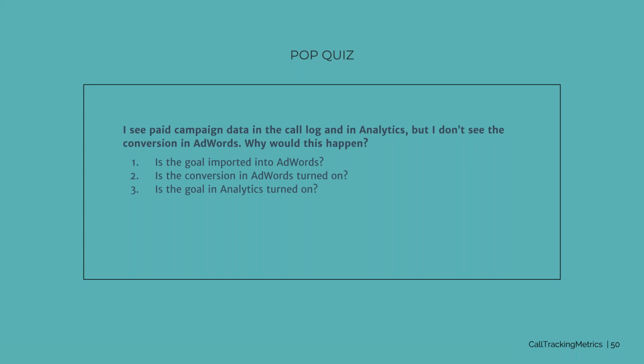Then we have another one for you, which is I see paid campaign data in the call log and in Analytics, but I don't see the conversion in AdWords. Why would this happen? Is it the goal, or is the goal imported into AdWords? Is the conversion in AdWords turned on? Or is the goal in Analytics turned on? So that's another one where those are actually all correct.